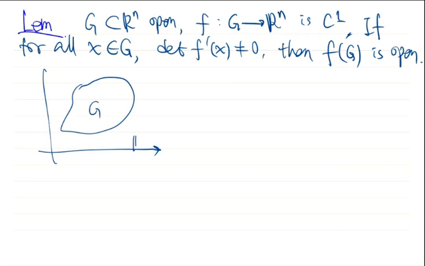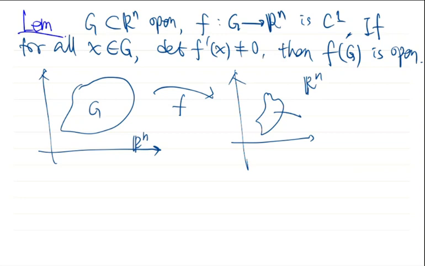Here G is an open subset of Rn, and F is a map, but in general F is a map also into Rn. In general, the image can be quite strange, complicated. For example, if F is a constant map, it maps every point in G to a single point in Rn. Therefore, the image is a single point.